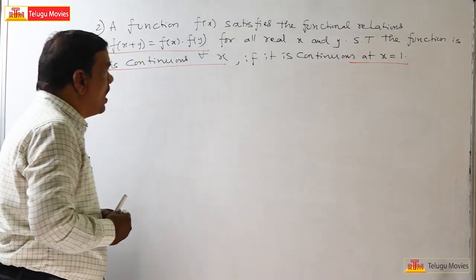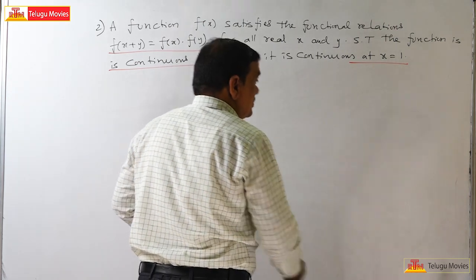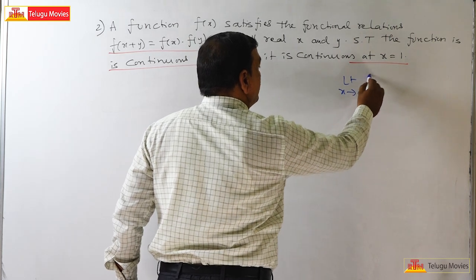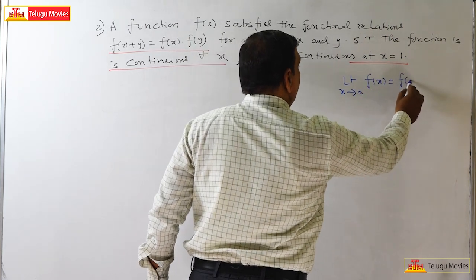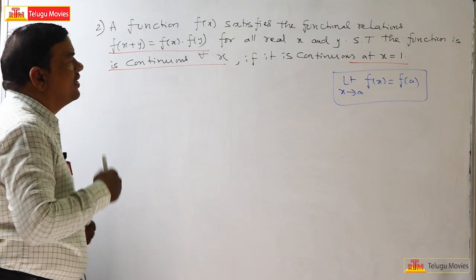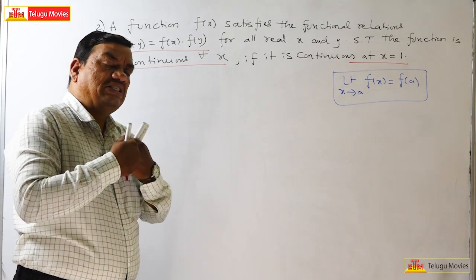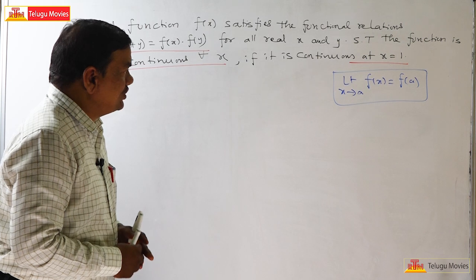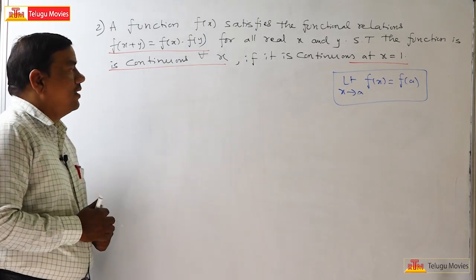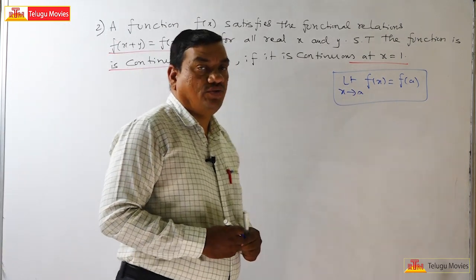That means what we have to prove, we will first write down. We have to prove that the limit as x tends to a of f(x) is equal to f(a). For all x means, whatever number you take, the limit as x tends to a of f(x) is equal to f(a). Understand? That we have to prove. Here a is any arbitrary number that we have to take.